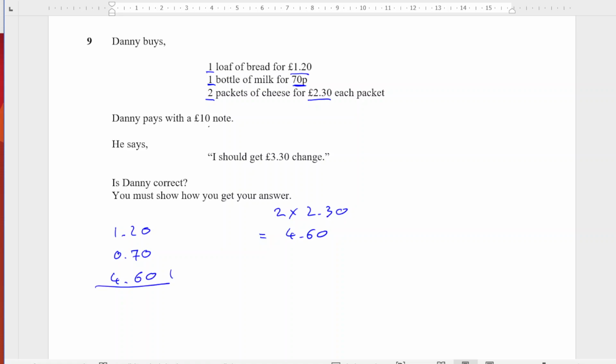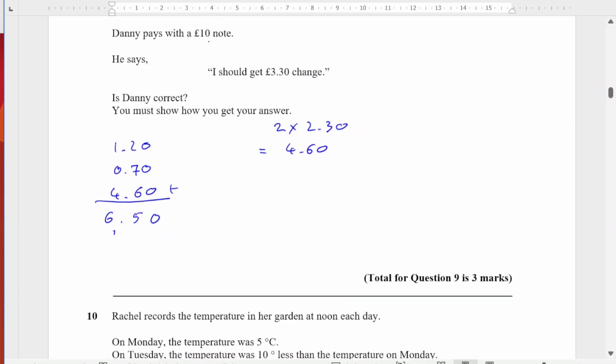So if I add those 3 numbers up, 2.9, 1.5, and 1.456, it should cost him £6.50. So the final step is £10 minus £6.50, which is going to be equal to £3.50. So that's the change that he should have got.